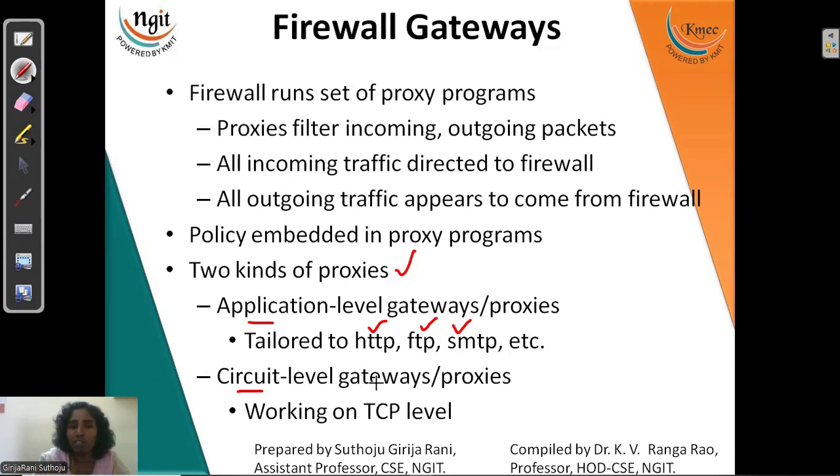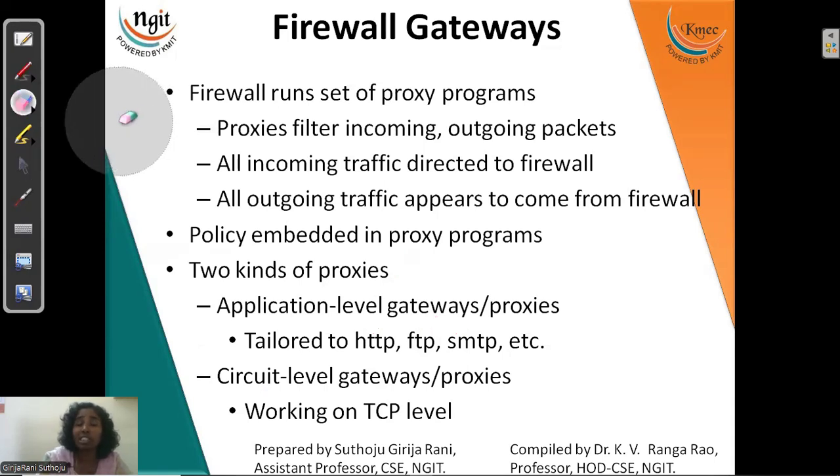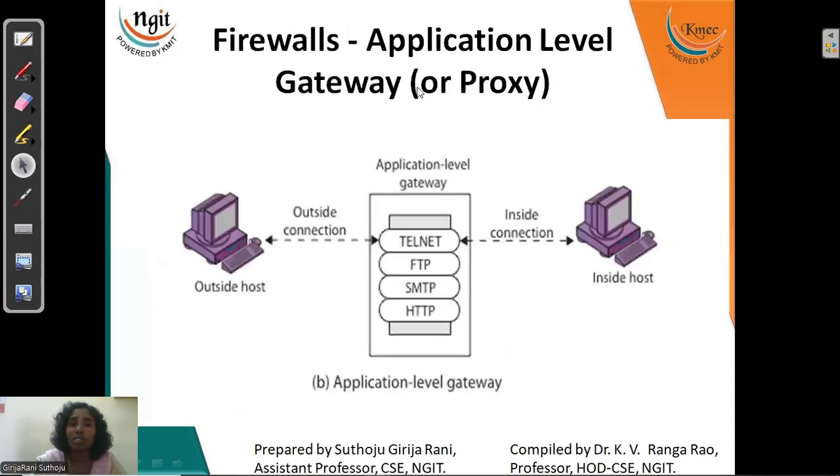Coming to the circuit level protocols, we use the TCP level there. One system in one environment can communicate with any other system in any other network. So that is a part of circuit level. If you can see application level, this is properly given, like from which user to which user. Inside host is there, outside host is there.